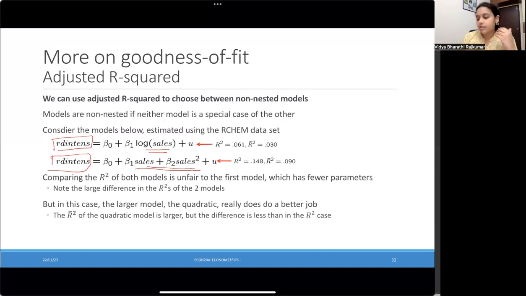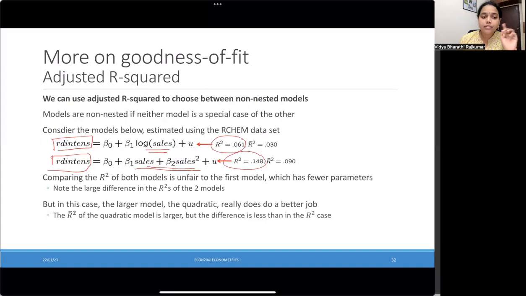Now, if we were to just compare the R square values, R square in the first one is just 0.06, the second one is 0.148, meaning 15% of the variation is explained by our regressors in the second case, whereas only 6% of the variation is explained by the regressor in the first case. So naturally, the second one is probably better. But we have to watch out here. We can't do that comparison because the first model has fewer x variables, and the second model has more regressors.